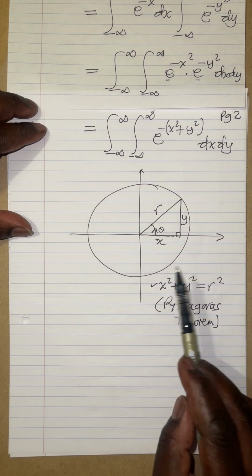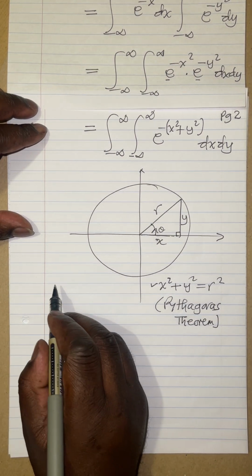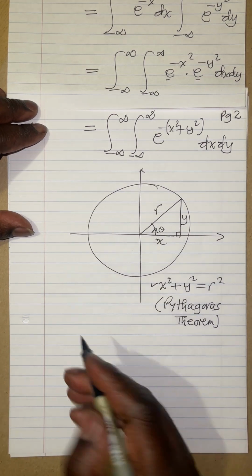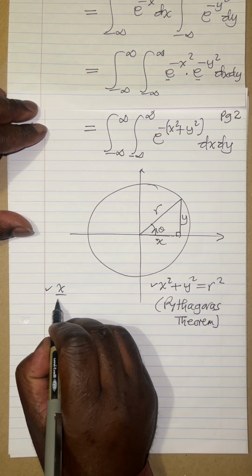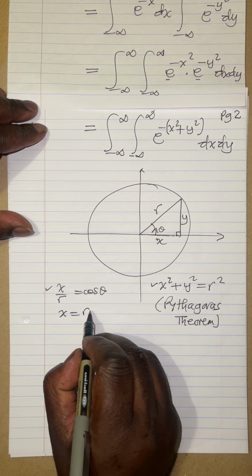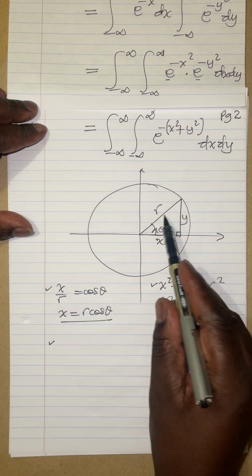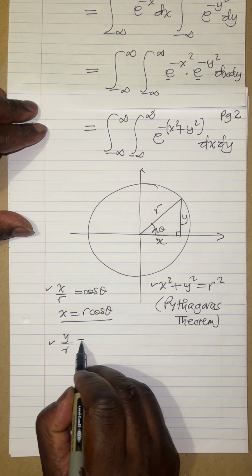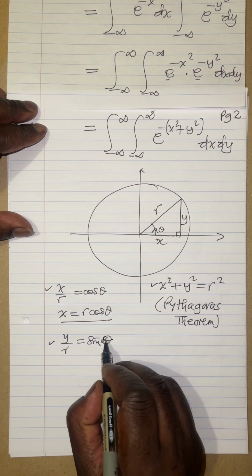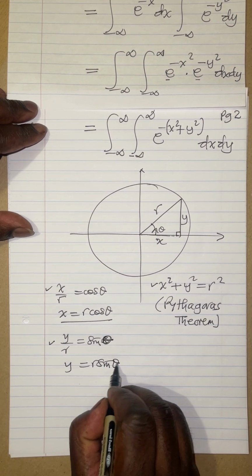Now, the Jacobian comes from two equations that we obtain from this right angle triangle here. And I want to form them over in this space here. Remember, x over r equals cosine of theta, and therefore x will be equal to r cosine of theta. First important equation. And also we have y over r equals sine theta. And there, sine theta, not sine alpha, sine theta. And therefore, y equals r sine of theta.